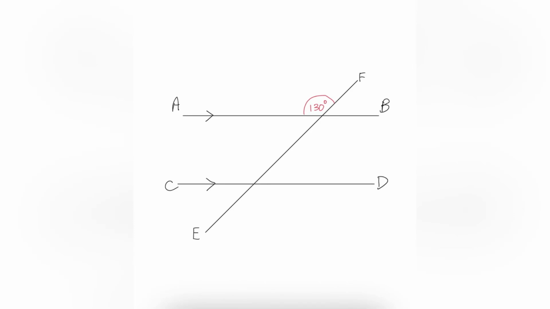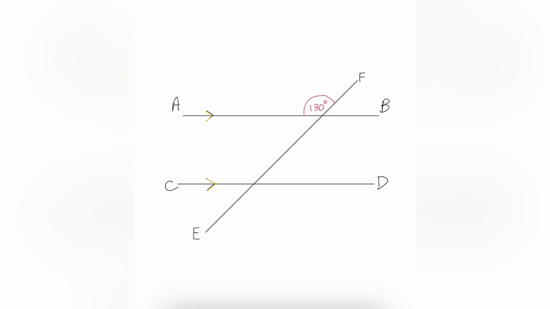Here we have a pair of parallel lines. You have AB and CD. They are parallel to each other. We know that they're parallel because of these two arrows, right? That's how we know that two lines are parallel. And then you have the transversal EF. So a transversal is just any line that cuts across a pair of parallel lines.